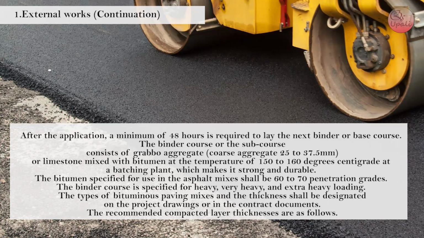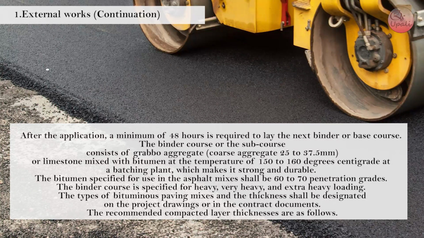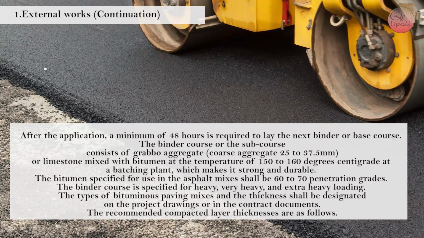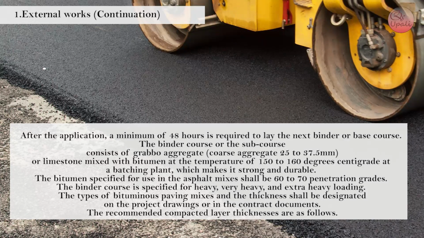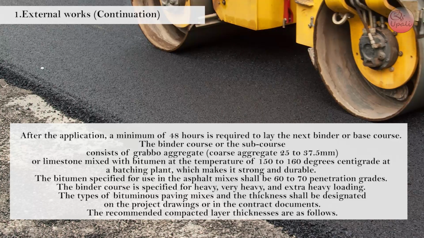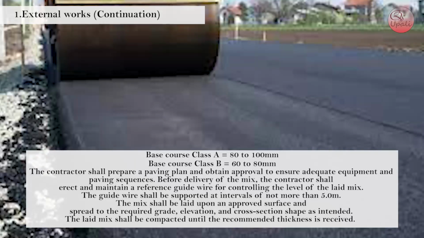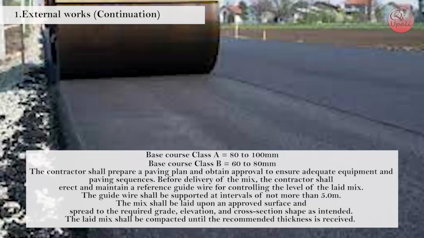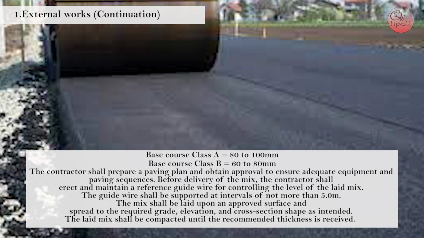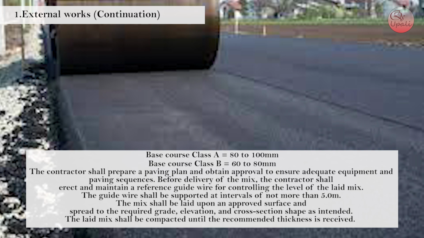The binder course is specified for heavy, very heavy and extra heavy loading. The type of bituminous paving mixtures and the thickness shall be designated on the project drawings or in the contract document. The recommended compacted layer thickness are as follows. Base course class A equals 80 to 100 mm. Base course class B equals 60 to 80 mm. The contractor shall prepare a paving plan and obtain approval to ensure adequate equipment and paving sequences.